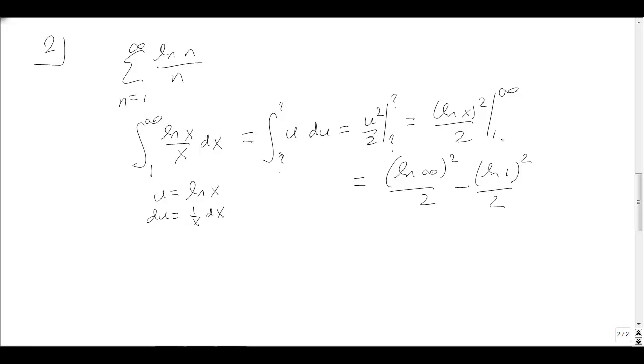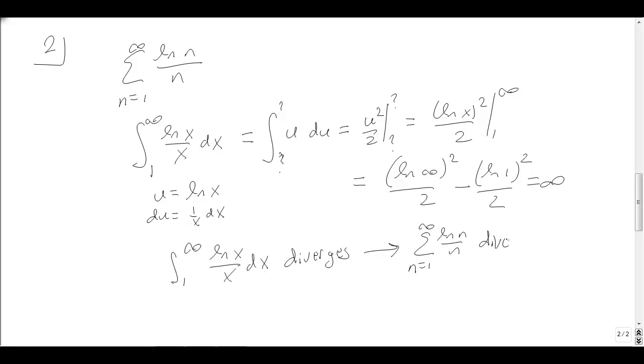So if the 1 was a 2 or an 8 or a 37, no matter what, this would be finite, which means that it really doesn't affect whether the integral converges or diverges. We're concerned about this term with the infinity. Here we want to think natural log of infinity goes to infinity, infinity squared goes to infinity. And what that means is that the integral from 1 to infinity of natural log x over x dx diverges. And essentially what that tells us is that the series from n equals 1 to infinity of natural log n over n also diverges. So that's really our answer.